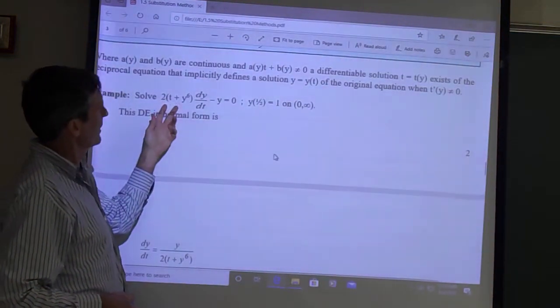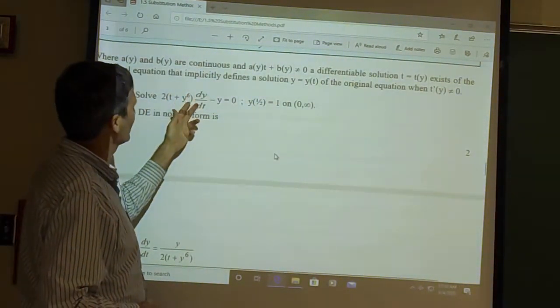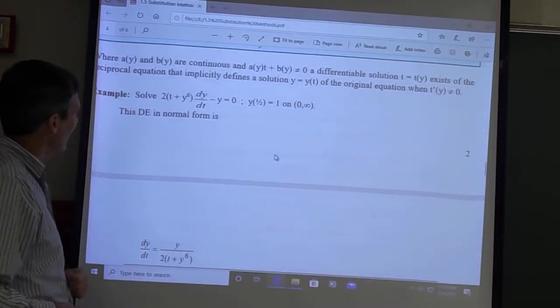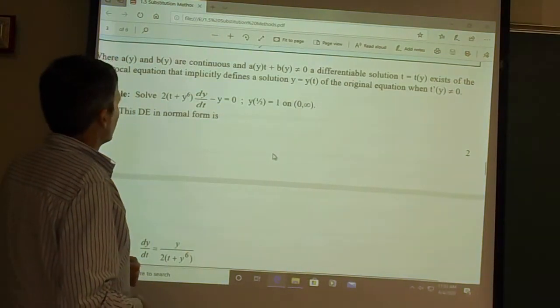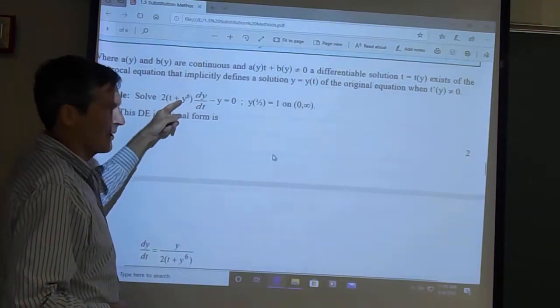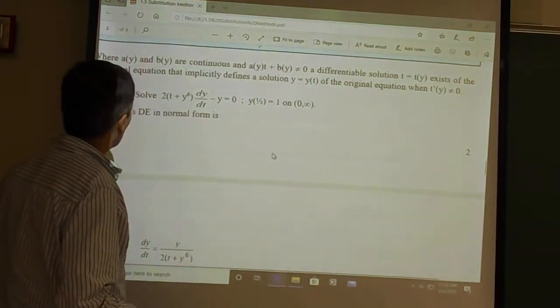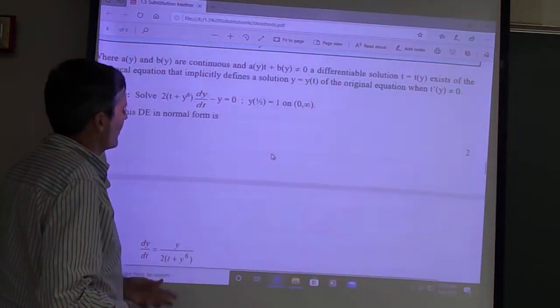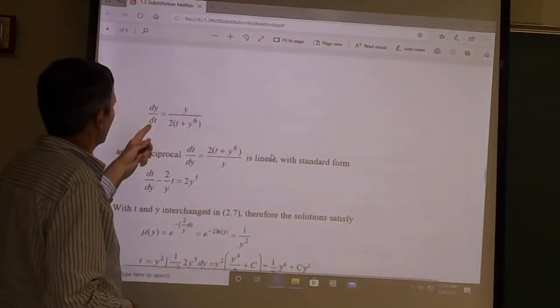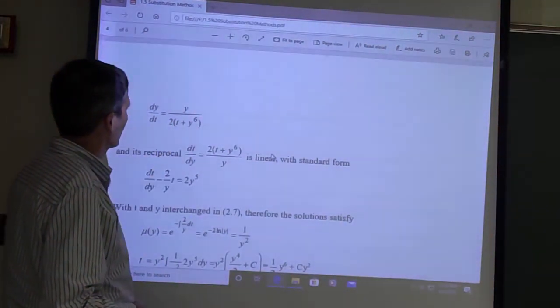Suppose I give you this one on the test. 2 times t plus y squared, dy/dt minus y equals 0. I could put it in the normal form, right? If I see a nonlinear equation like this, it's y to the sixth, it's certainly nonlinear. So let's put it in the normal form so we can apply the existence uniqueness theorem, and it looks like this: dy/dt equals y over 2 times t plus y to the sixth.